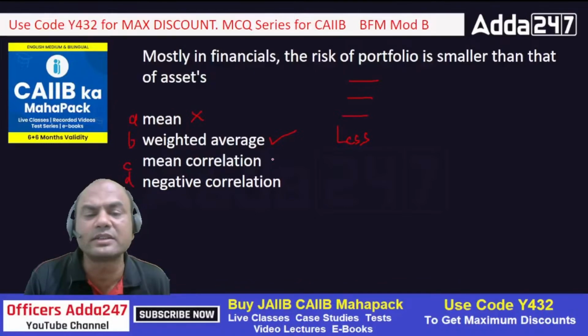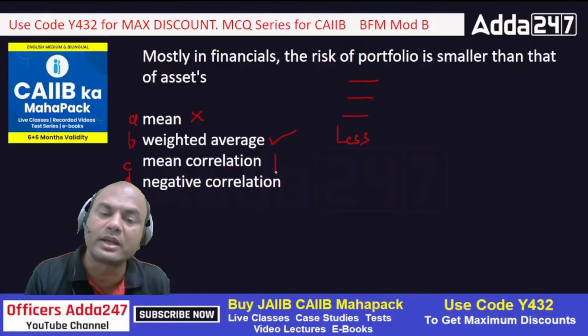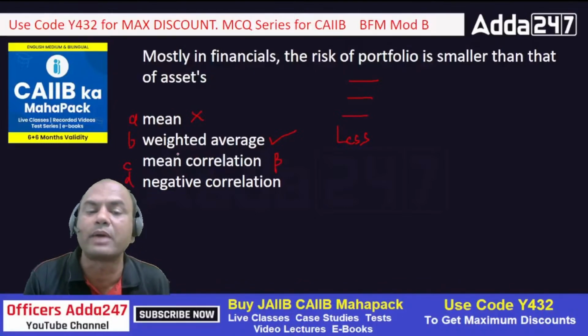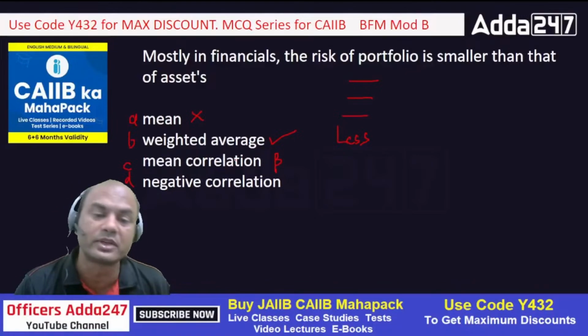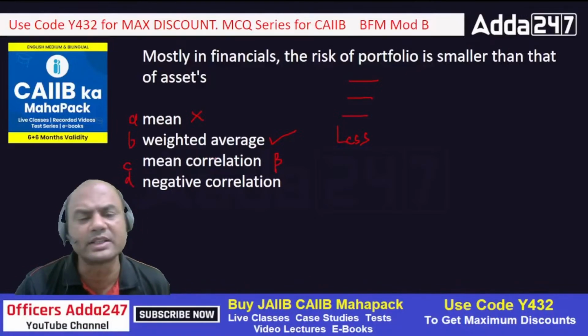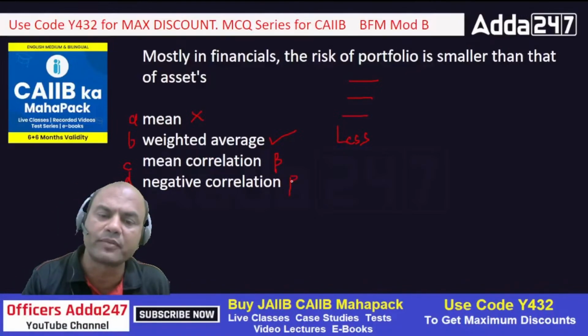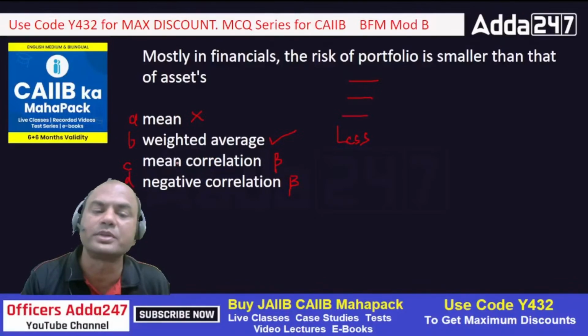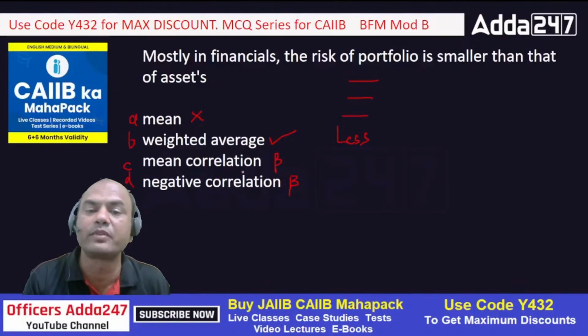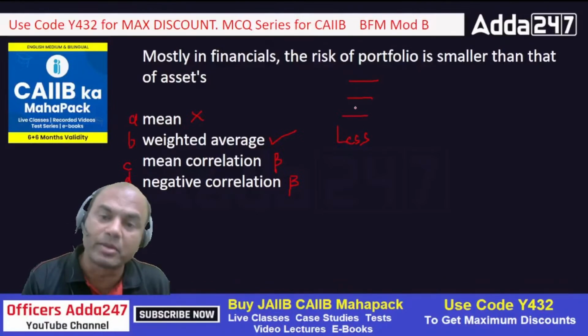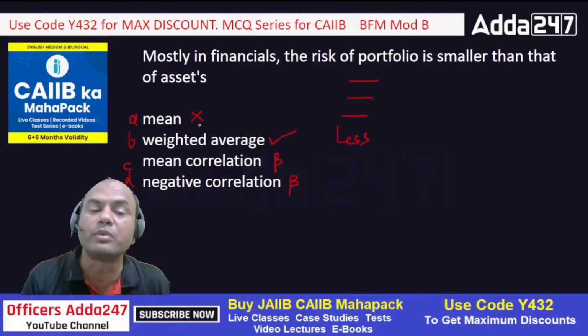Then mean correlation, that is different. Correlation means again beta, that is one of the important parameters for studying whether the portfolio is correlated to each other directly or inversely. And negative correlation, that is again beta. See this, both are beta. This is negative beta, this is positive beta, okay. So that is basically the method of correlation, or studying the relationship between the bond or the stock and the portfolio. But the risk in the portfolio is smaller than what?